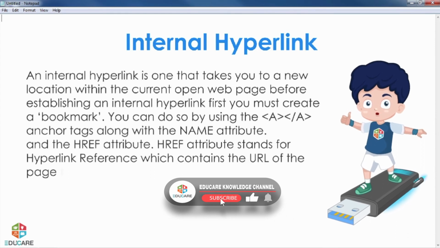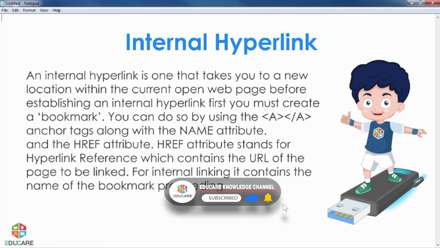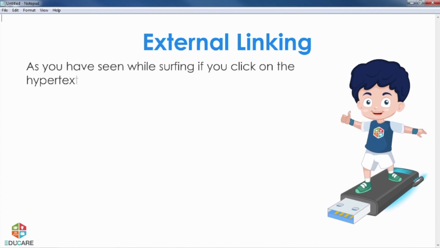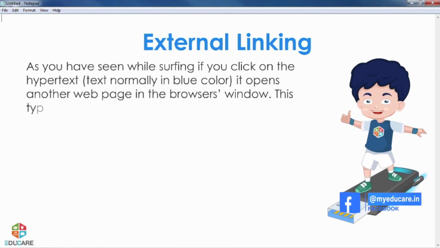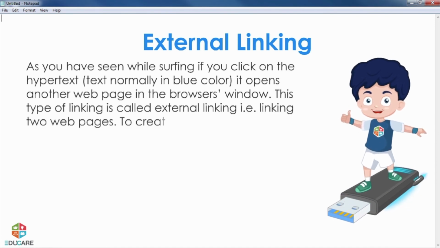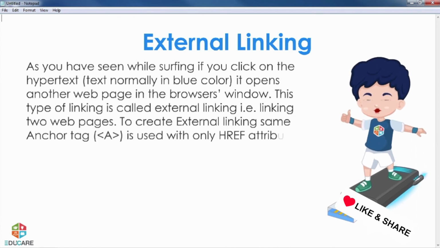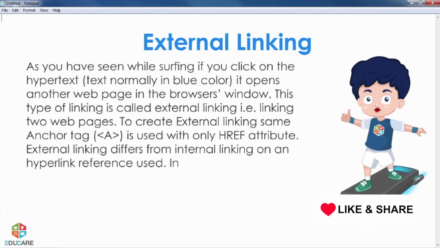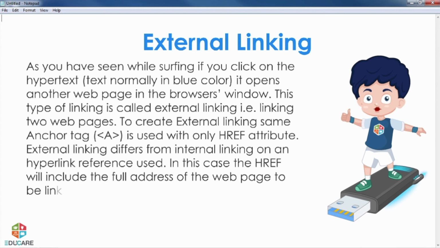External linking. As you have seen while surfing, if you click on the hypertext, normally in blue color, it opens another web page in the browser's window. This type of linking is called external linking, that is linking two web pages. To create external linking, the same anchor tag is used with only the href attribute. External linking differs from internal linking in the hyperlink reference used. In this case, the href will include the full address of the web page or website to be linked. The linked text appears in a different color, normally blue, and when you bring the cursor on the hypertext, it turns to a hand shape.